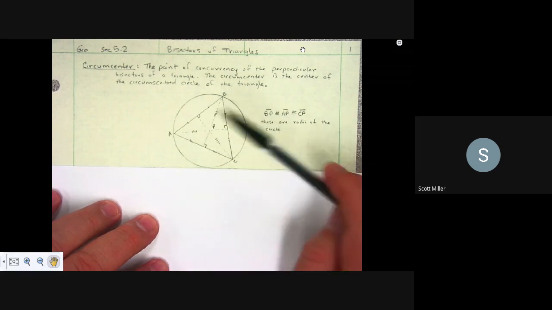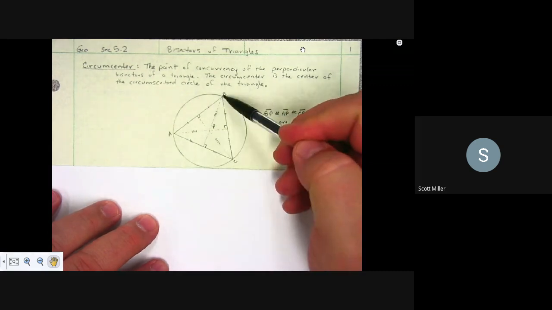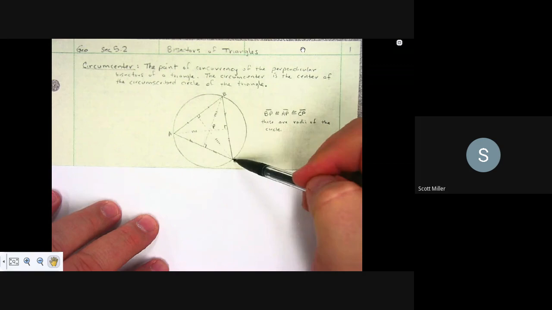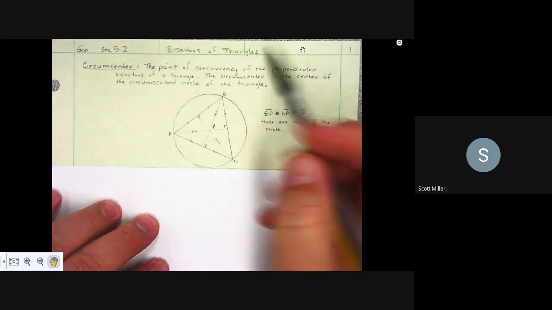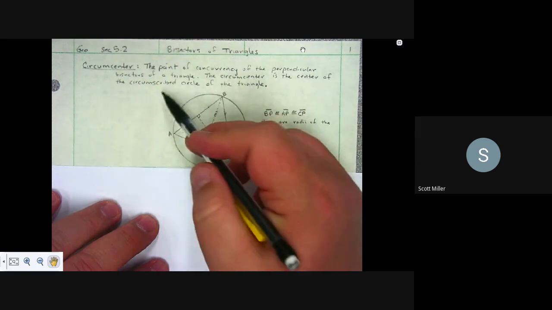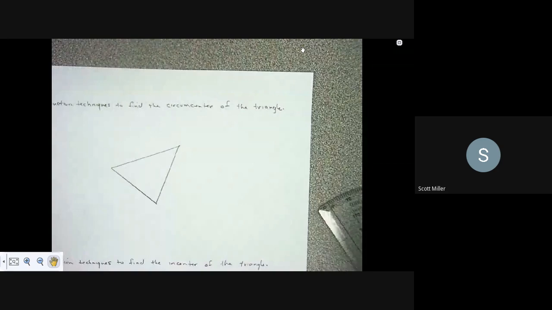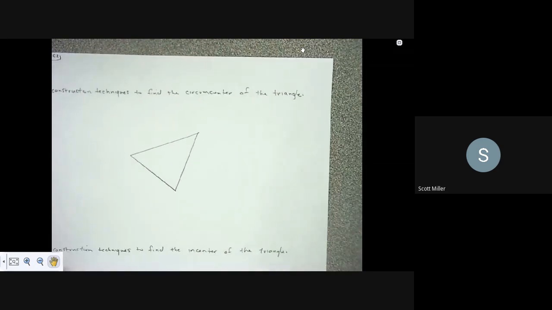And then when you do that, I can connect this point to each of the corners, and those become the radii of the circle. And I can draw a circle that goes around the triangle, a circumscribed circle. So let's see if we can do this. We're going to use our compass and straight edge to find the center of the circumscribed circle. So we're going to have to do perpendicular bisectors of the side lengths.